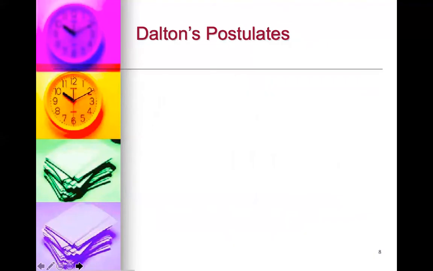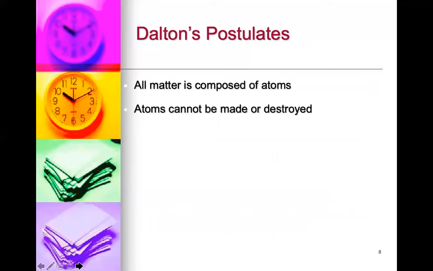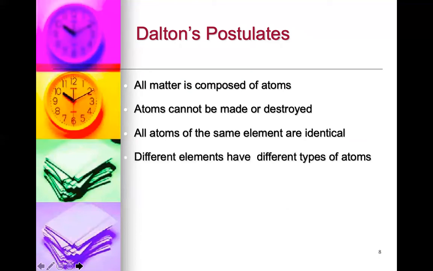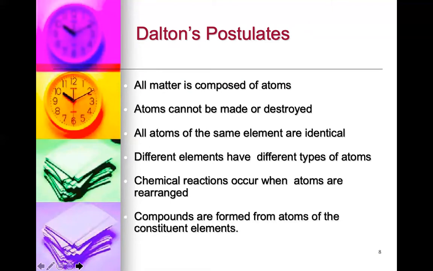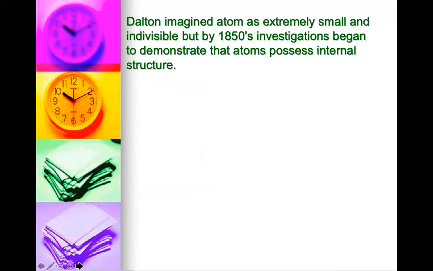Now, these are the postulates of Dalton. All matter is composed of atoms. Atoms cannot be made or destroyed. At this moment, we can just accept these postulates by him. All atoms of the same element are identical. Different elements have different types of atoms. Chemical reactions occur when atoms are rearranged. So these are all from Dalton's postulates.